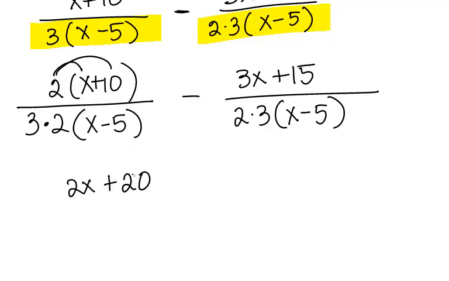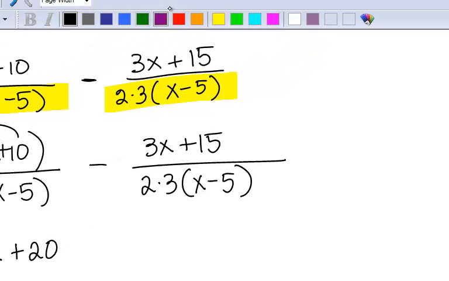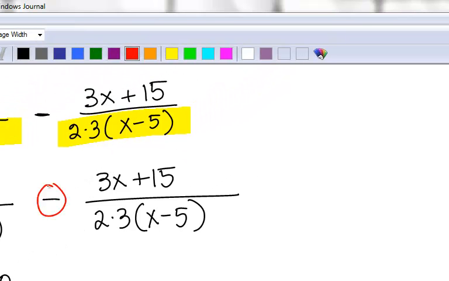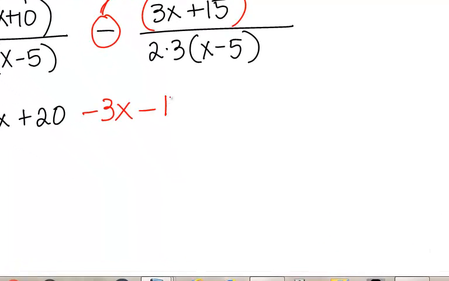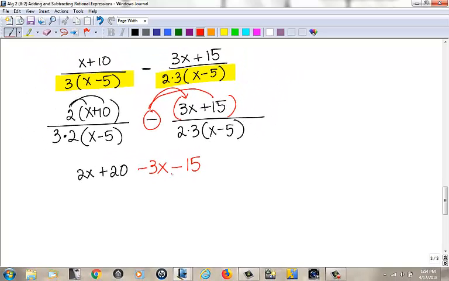Okay. Now, here's the part you got to be very careful. This minus sign applies to both things on top. So it's going to change this sign to make that a negative 3x. It's going to change this sign and make that a minus 15. So if you're subtracting a quantity, it changes both signs in the numerator. It does not change the denominator. Okay? And it's still over 3 times 2 times x minus 5.